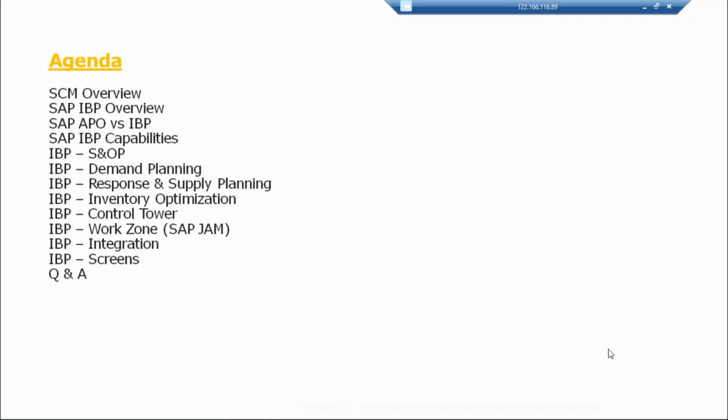Okay, so this is going to cover the SCM overview, supply chain management overview, and IBP overview, SAP APO versus IBP, and IBP capabilities. And we are going to discuss, at a high level, each and every module in SAP IBP, and integration, some screens, and some question and answers, etc.